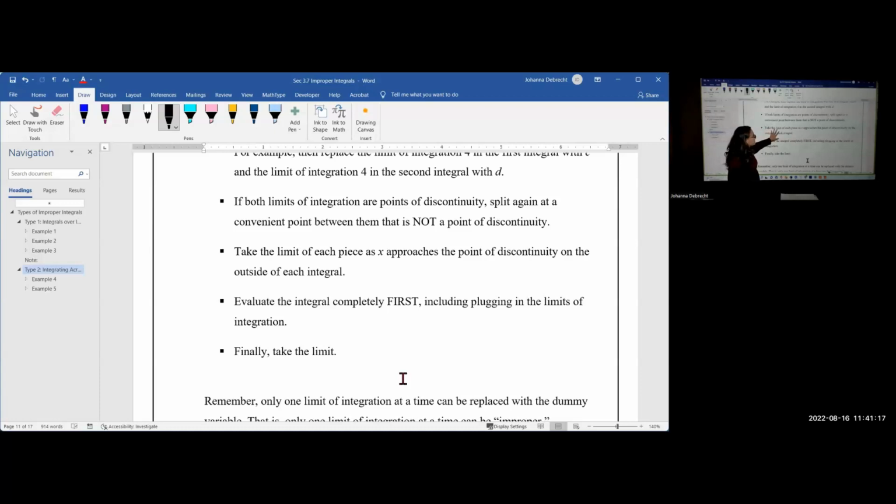After you've completed the definite integral and substituted the limits of integration, then you take the limit of each piece. Now, for the ones that are approaching the vertical asymptote improper limits of integration, it'll be a one-sided limit. Make sure that you complete the integration and the substitution of the limits of integration before you evaluate that limit.